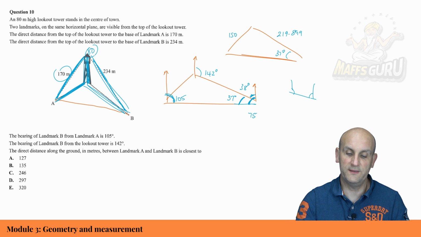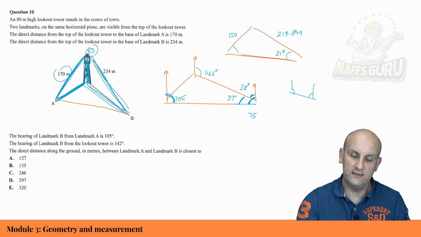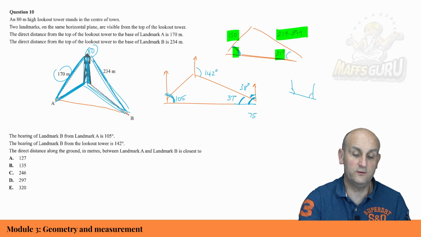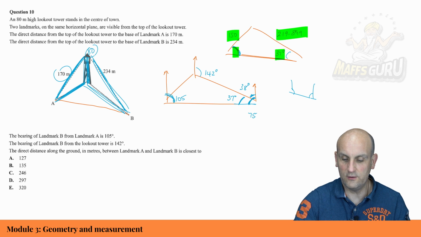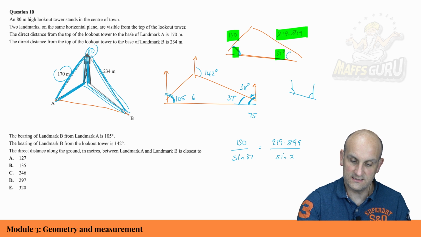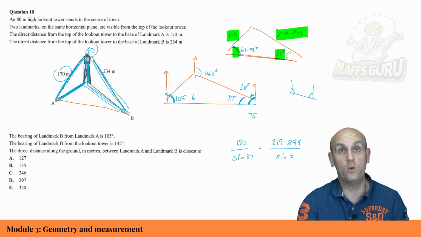And then I wanted to basically find, what did I want to find? Did I have another angle somewhere? No. So I now needed to find this angle here because I've got a side and an opposite angle. I've got a side and I can find that angle there. So using the sine rule, I had 150 on the sine of 37 is equal to 219.899 divided by the sine of x. Now, when I did that calculation, again, I'm not going to say what the calculation was. It came out to be 61.92 degrees.